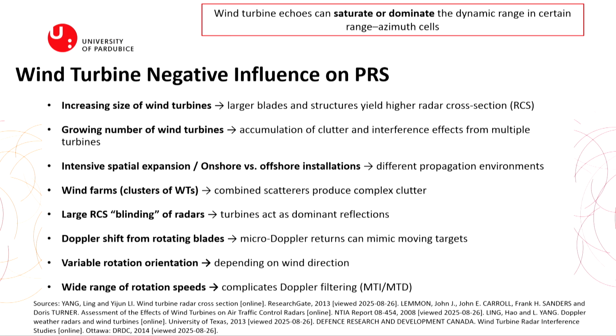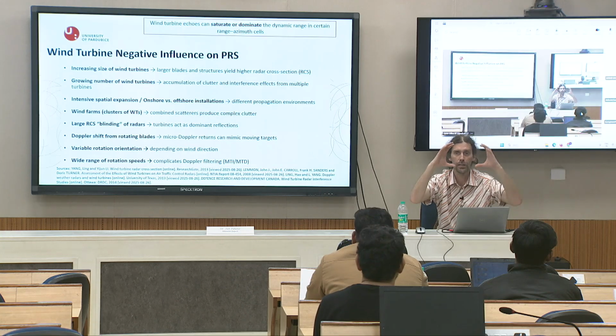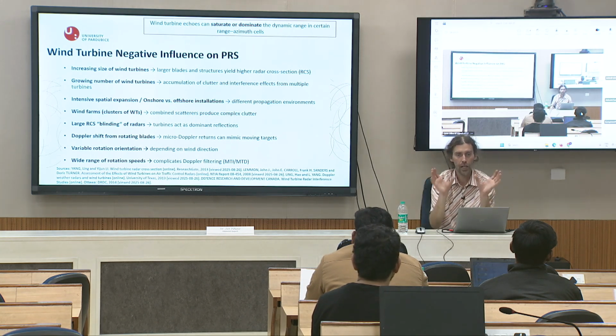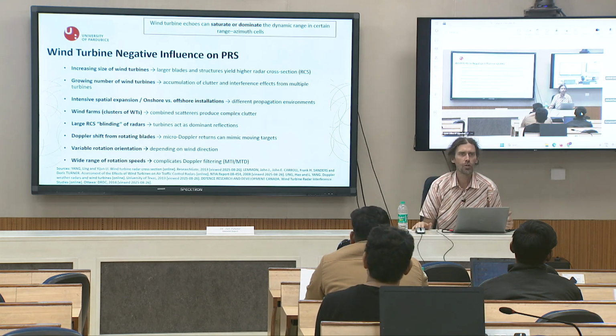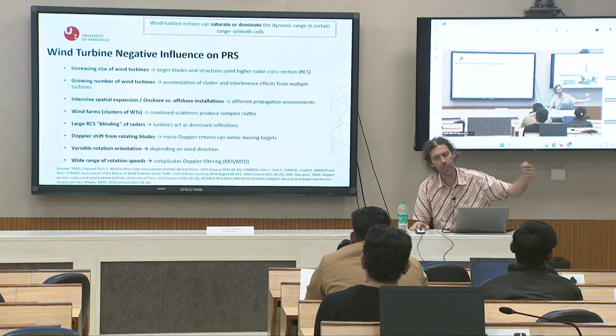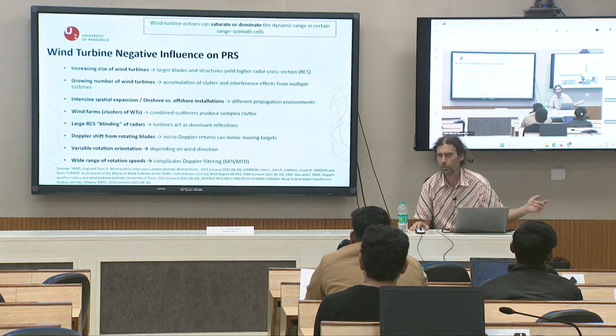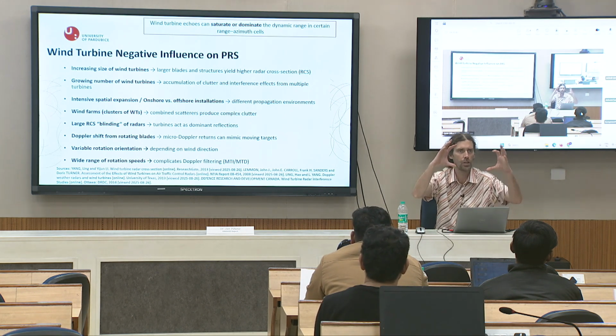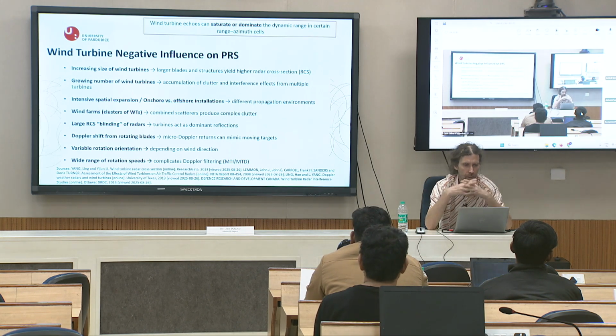Large RCS blinding the radar. It does not mean that the radar doesn't see what is there, but it also sees only the big target. There is a big target, a big red point, a large point through not only one resolution cell, but through many of them. And it is not important whether some target passes through this area or not, because you don't see it. There is a stationary target from the wind turbine reflection.